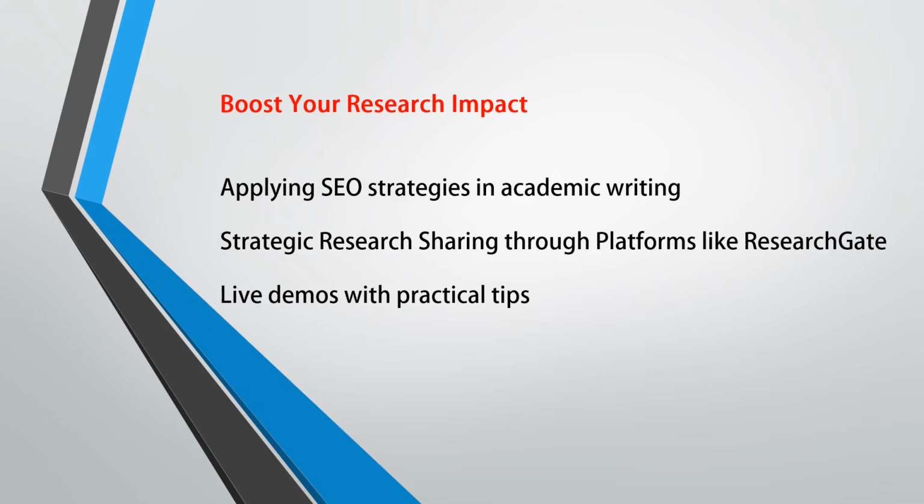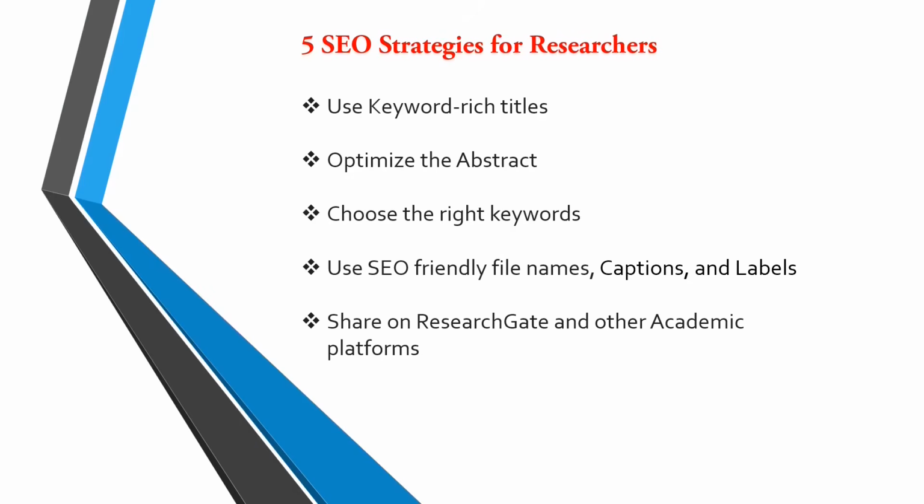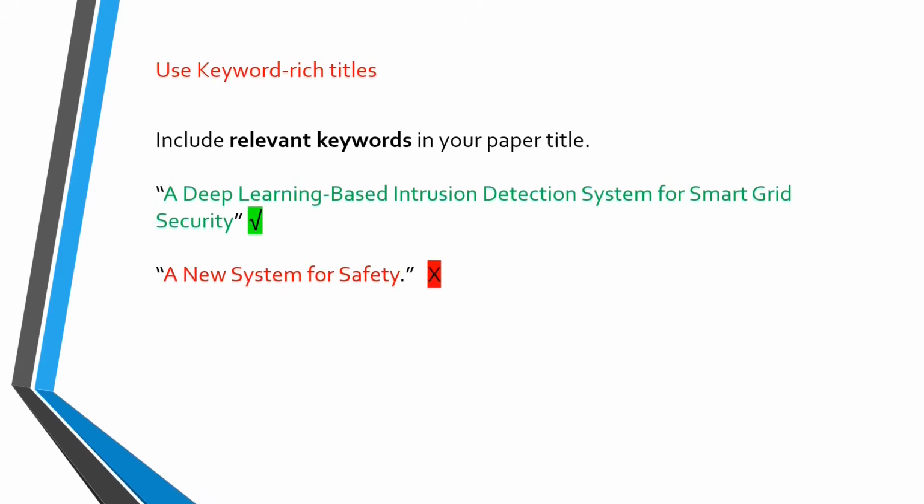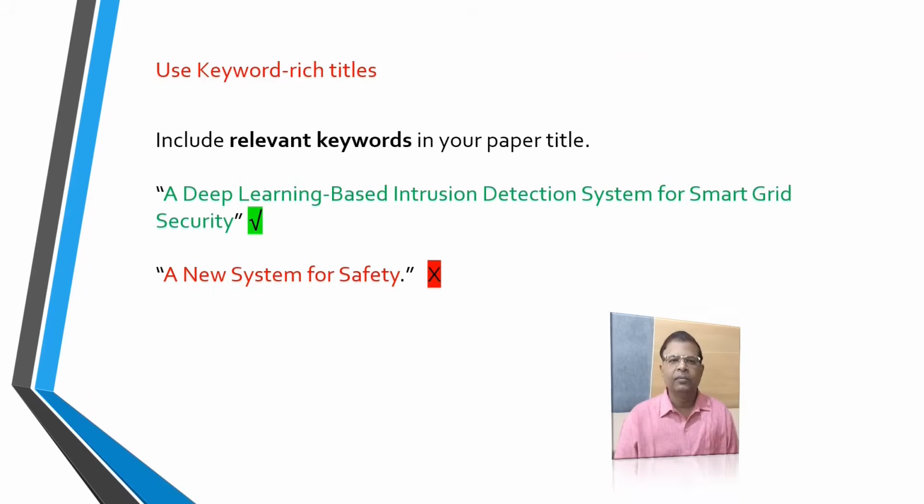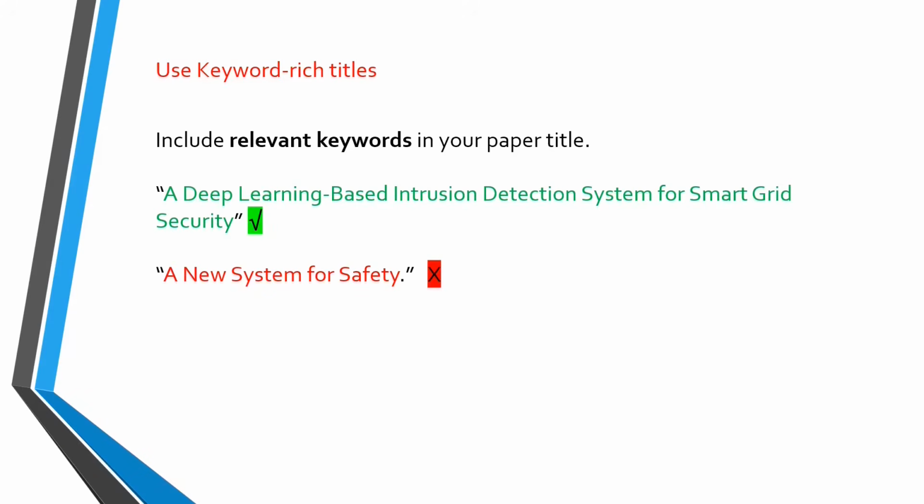Let's get started. Let's look at 5 simple strategies that can help your paper get found more easily and cited more often. Use keyword-rich titles. Start with a strong keyword-focused title. It should clearly reflect your topic and include key phrases from your field. For example, "A Deep Learning-Based Intrusion Detection System for Smart Grid Security" is a good title.